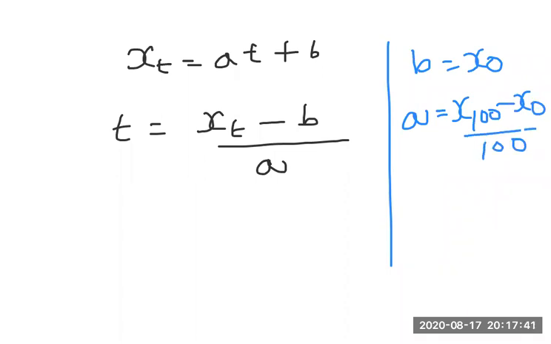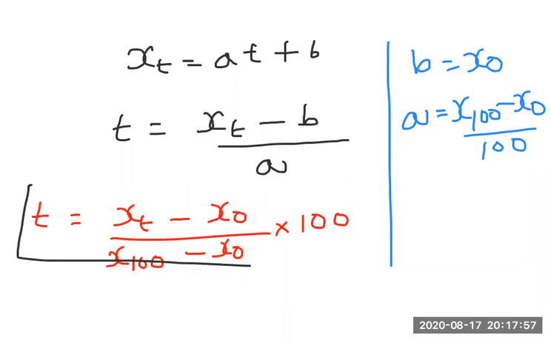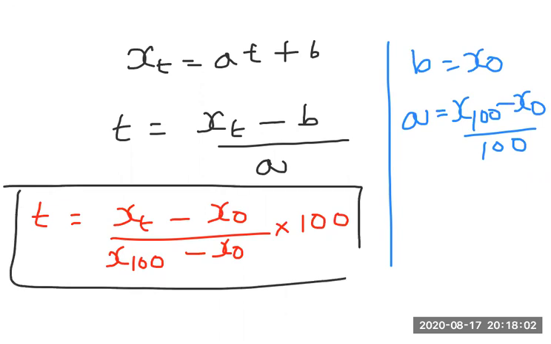Substituting these values in the formula, T = (X(t) - X0)/((X100 - X0)/100), so that 100 will come as multiplication. This is the formula for temperature in a thermometer. For any thermometer, this is the formula. X0 means at 0 degrees, X100 means at 100 degrees, and X(t) means at t degrees centigrade.